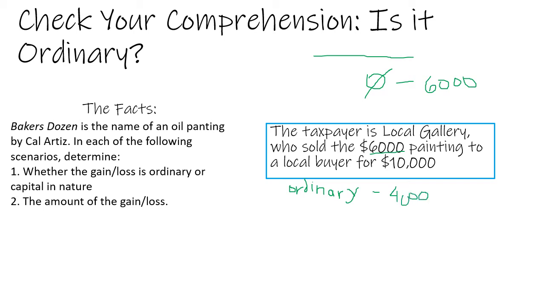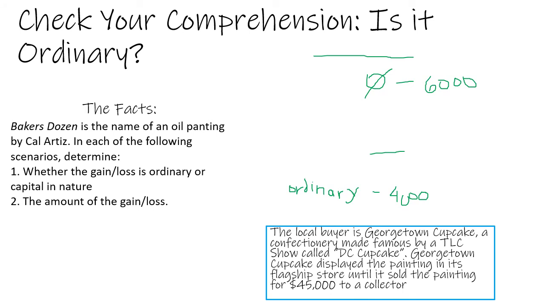Now let's look at the third scenario. The local buyer who purchases the painting from the gallery is Georgetown Cupcake, a confectionery made famous by a TLC show called DC Cupcake. Georgetown Cupcake displayed the painting in its flagship store until it sold for $45,000 to a collector. So in this case, is it a capital gain or is it an ordinary gain? In this case, it's a capital gain.